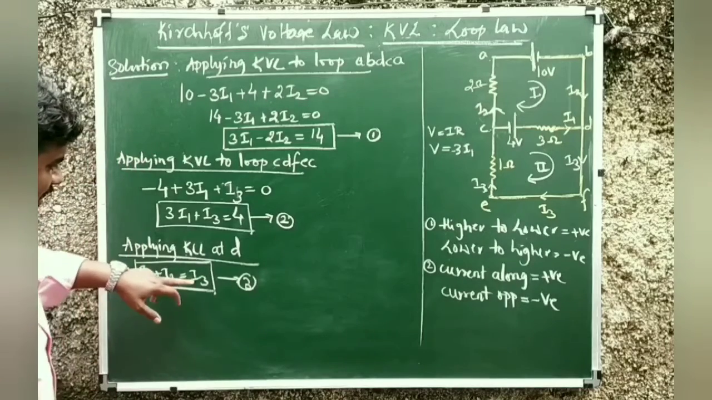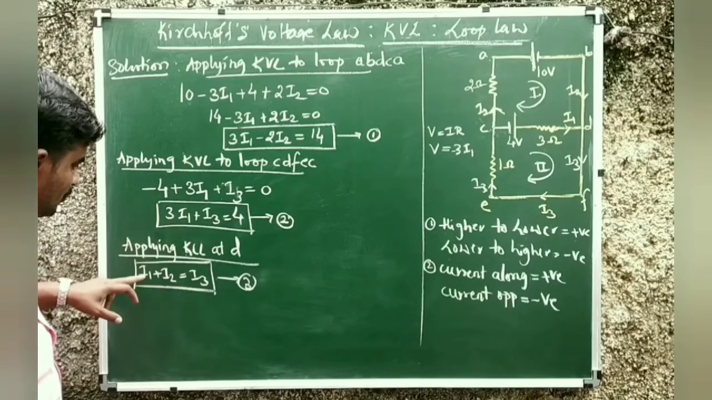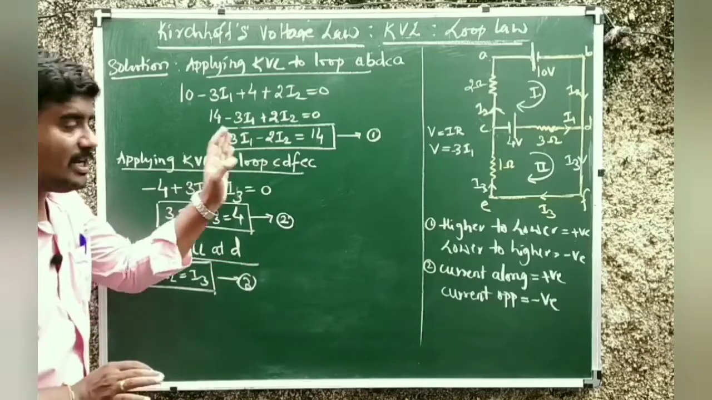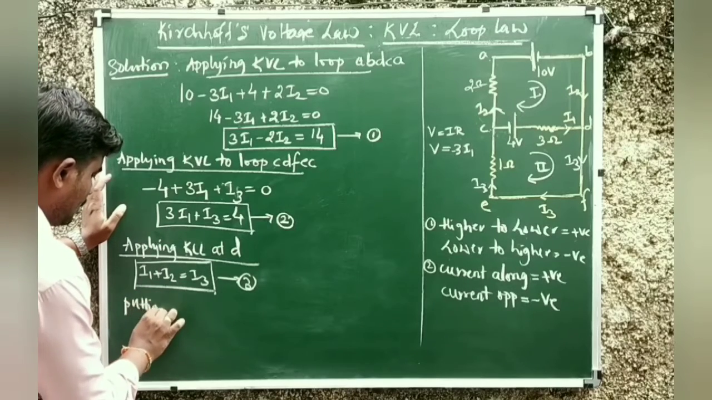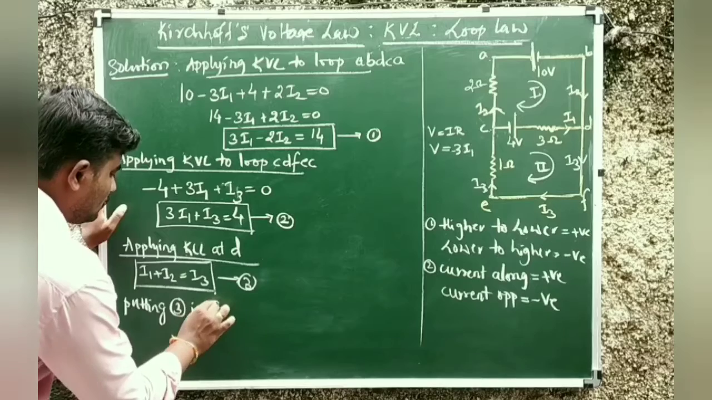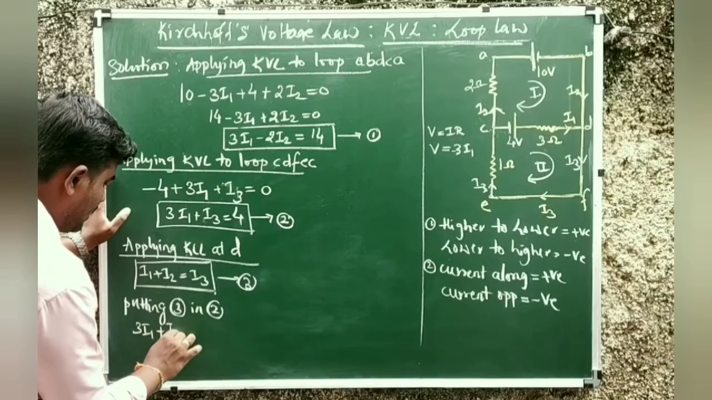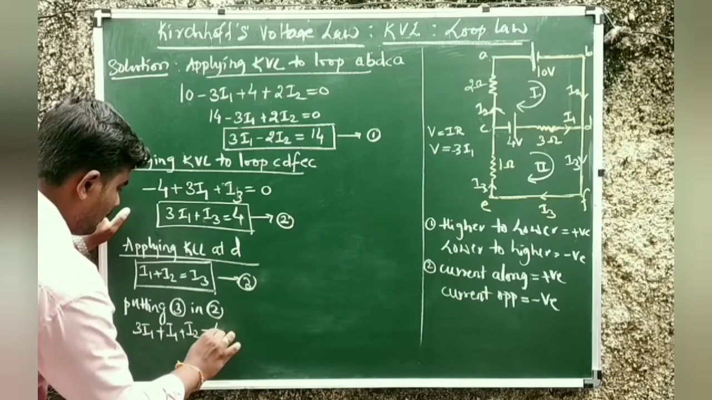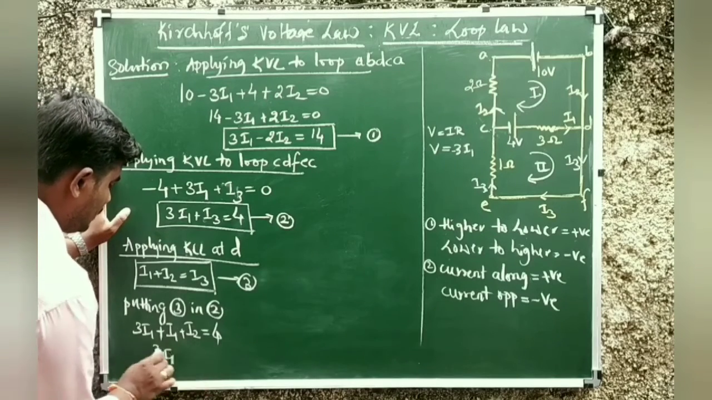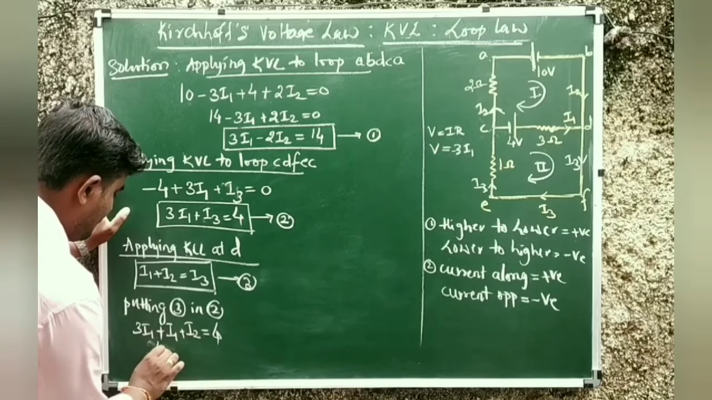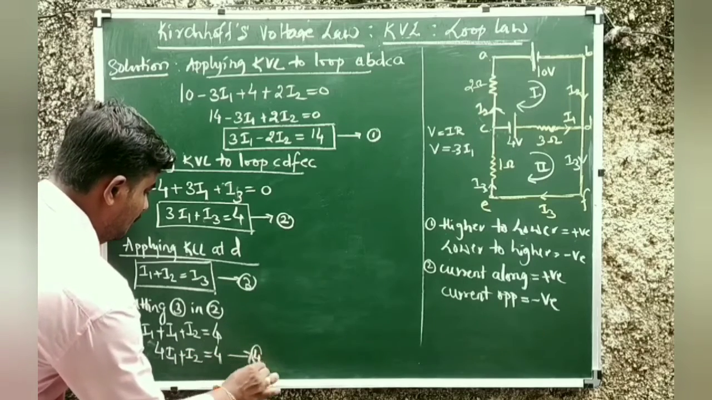See here, if I substitute equation 3 in 2, the entire equation I am going to get is in terms of I1 and I2 only, because my first equation is in terms of I1 and I2 only. Therefore, I have to make these arrangements. Putting 3 in 2: 3I1 plus I3 is there. In place of I3, I write I1 plus I2, is equal to 4. And 3I1 plus I1 plus I1 is 4I1 plus I2 is equal to 4. Let us call it equation 4.